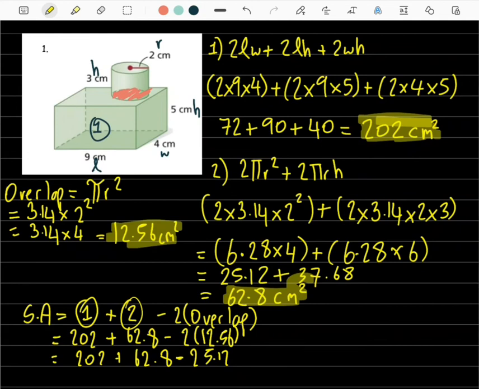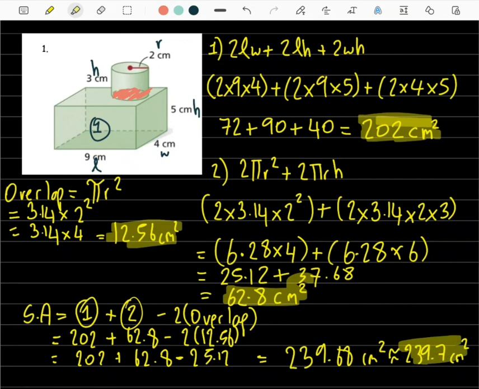Now let's use the help of a calculator. 202 plus 62.8 minus 25.12 is 239.68, right guys, which is 239.68 centimeter square. Now if we want to round it to the nearest tenth, we can also write this as 239.7 centimeter square. And there you go guys, that is how we find the area of a composite shape.